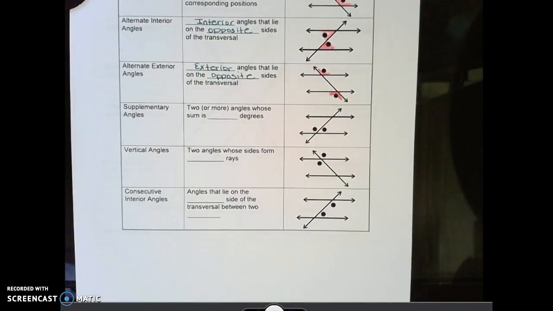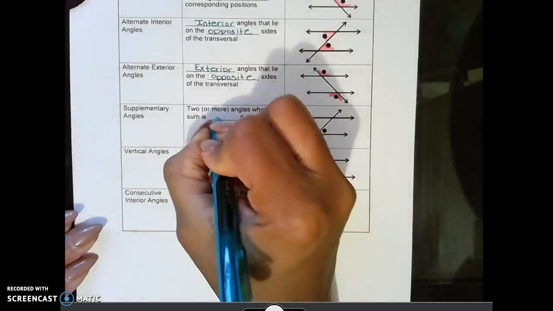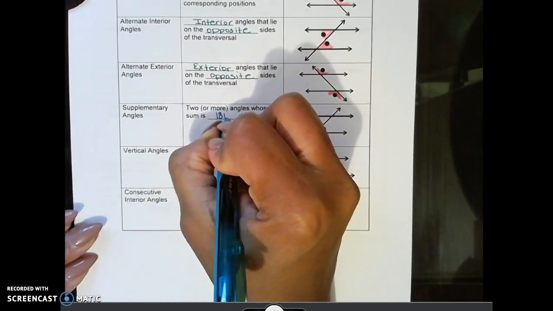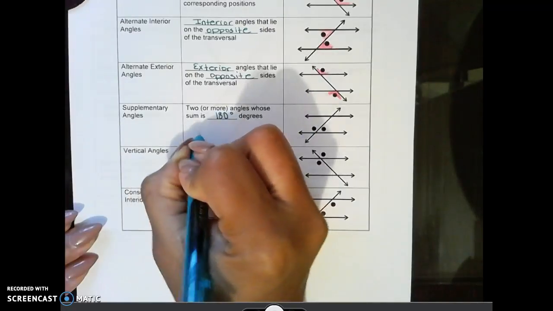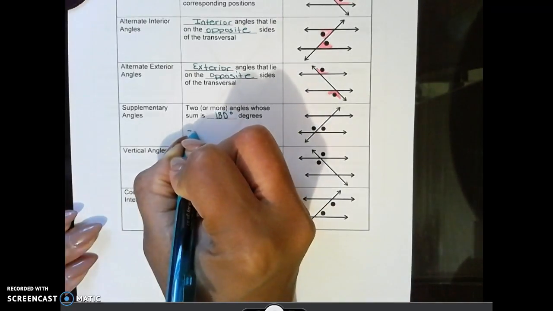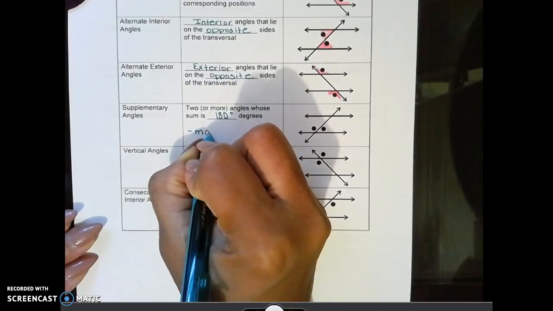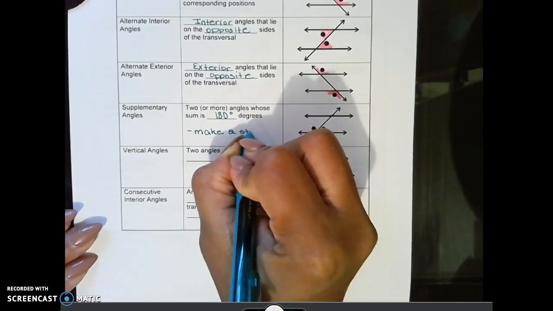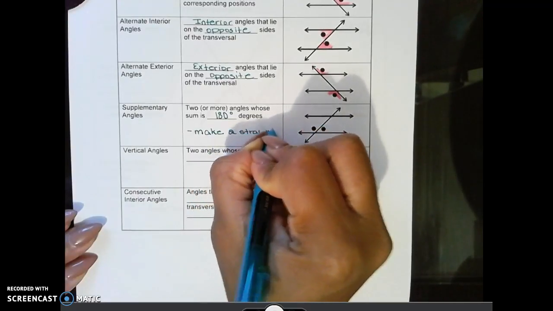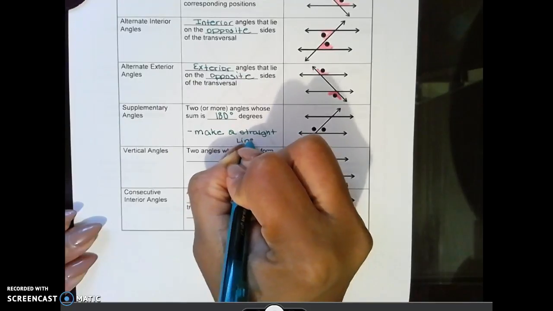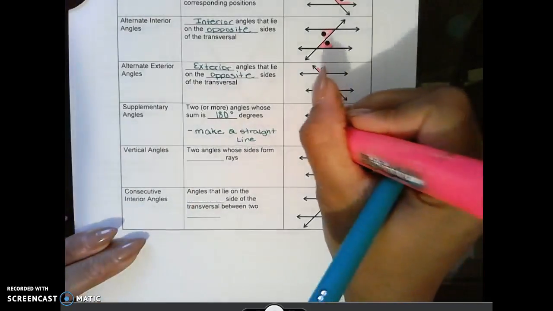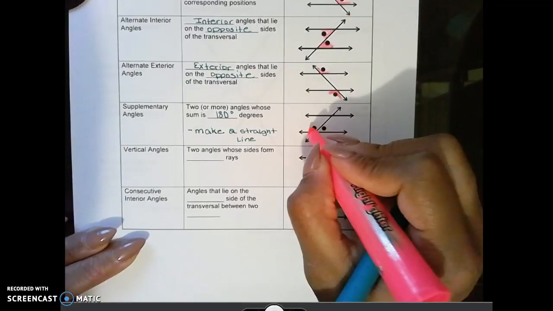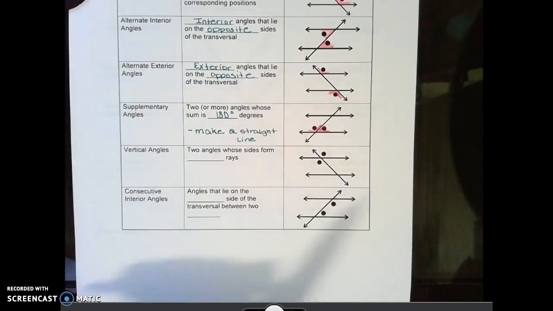Then we have supplementary angles. You guys have seen supplementary angles before. They are two or more angles whose sum is 180 degrees. And what else makes 180 degrees is a straight line. So if you put those two angles together, it'll make a straight line. That's the easier way to tell. So for here, these two are supplementary angles. There's a lot more supplementary angles on this chart, but these are the two that we will highlight.